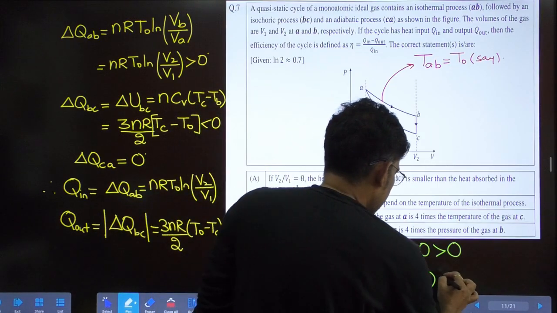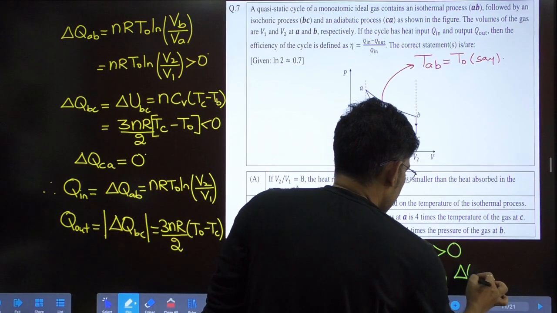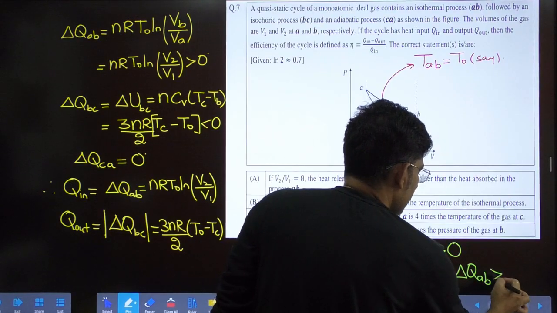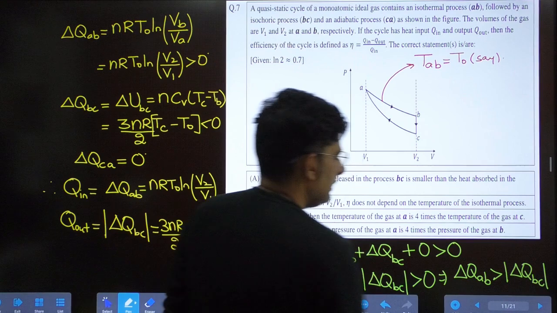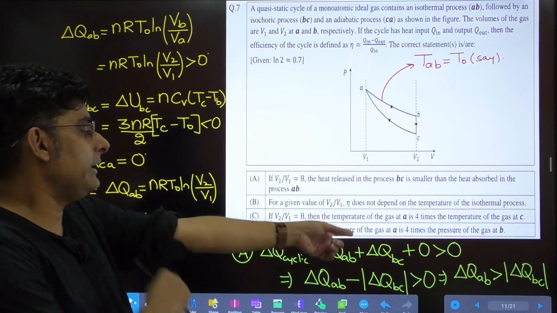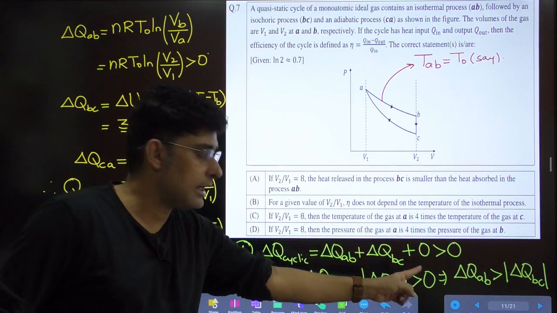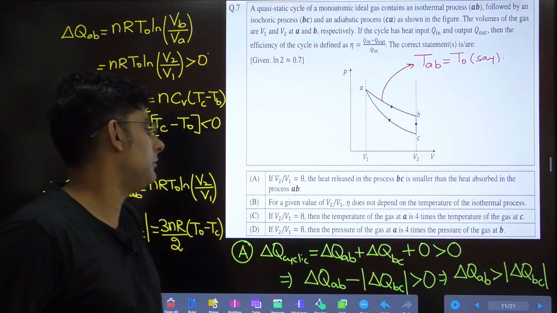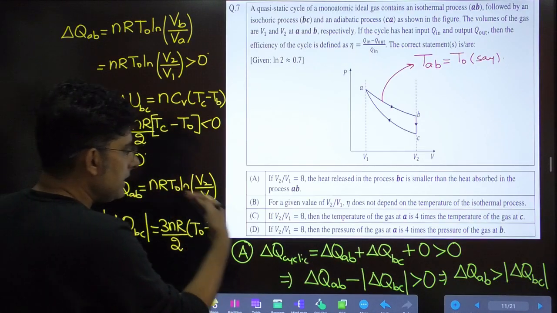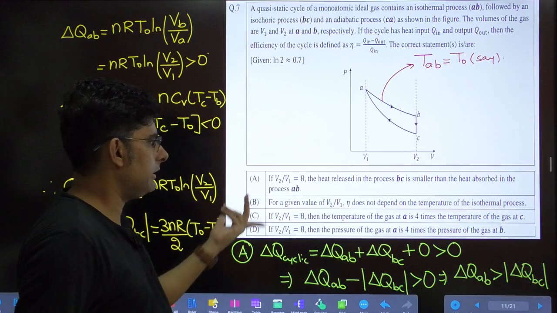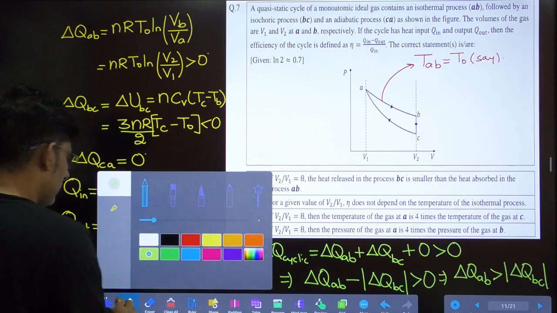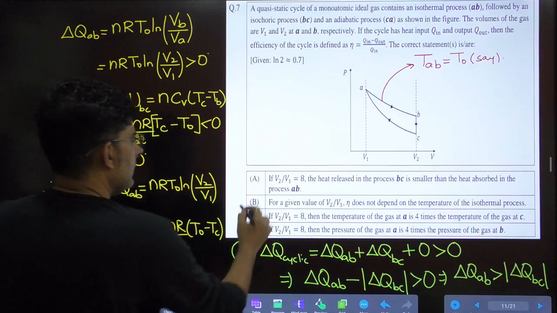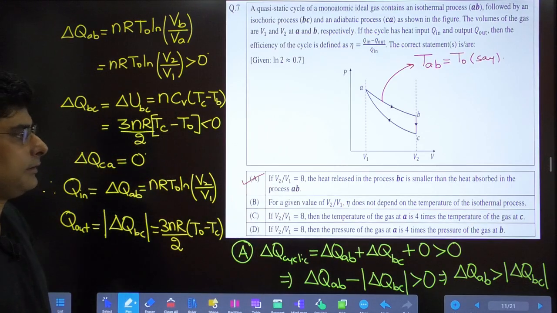So this clearly tells that delta Q_AB is greater than the magnitude of delta Q_BC. It means more heat is absorbed in the process AB compared to the heat rejected in the part BC. So for any value of V₂ by V₁ being 8, it doesn't matter. We are seeing that yes, the BC process heat is smaller. So that means we can say from here that option A is correct.